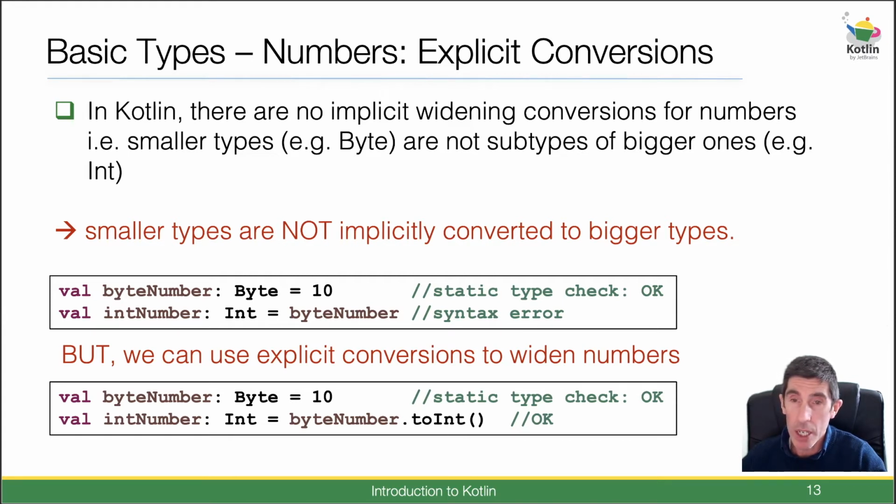So if you see here, here's our byte number. So a byte is assigned 10. Again, that's fine. But with our int number, we can say, take that same byte number object, invoke our member function on it called .toInt, and that's fine. That will actually convert it to an integer and allow us then to assign it to that int number. Okay.